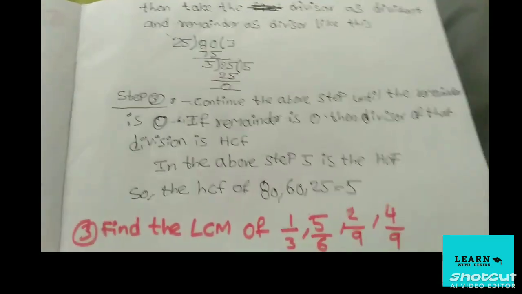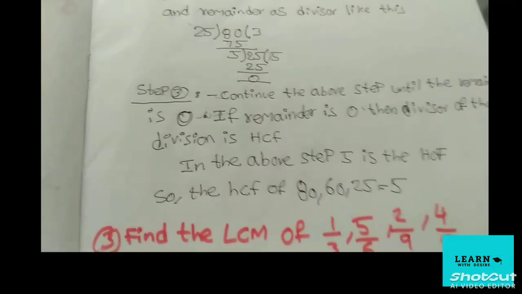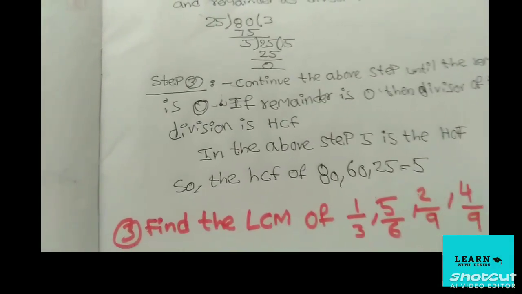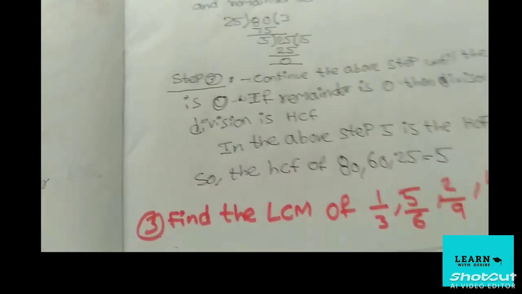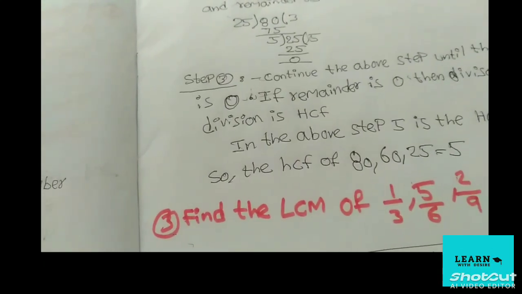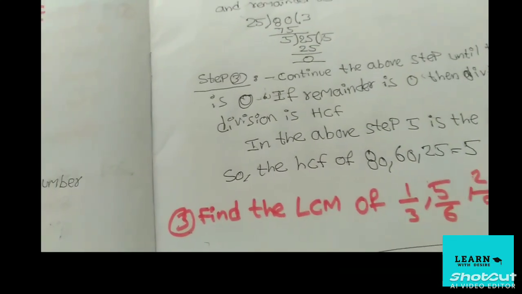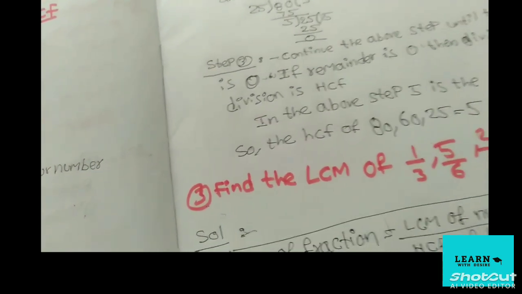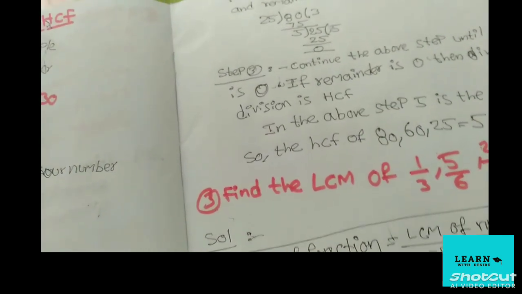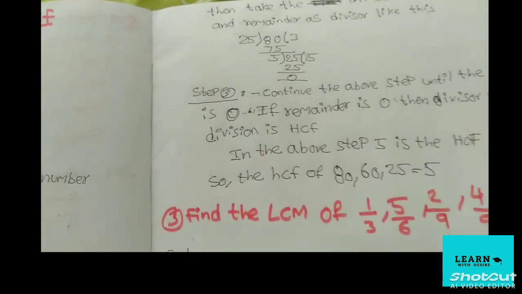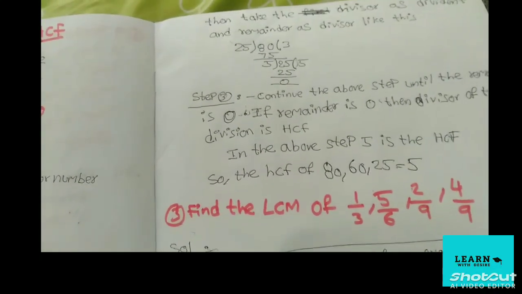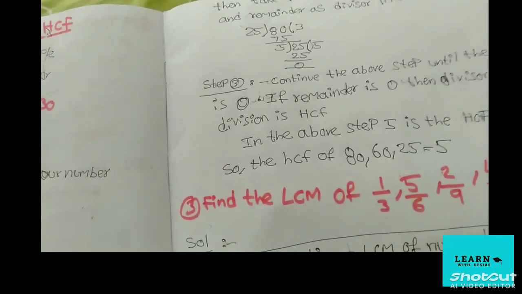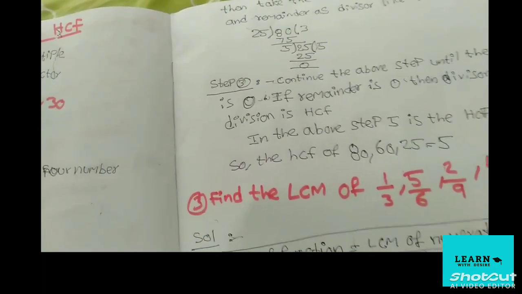Here you can see I repeat the division process until the remainder is 0. If in the first division process we get a remainder greater than 0, then take the first process divisor as the dividend and the first process remainder as the divisor. Here you can see like this we have to do the HCF.